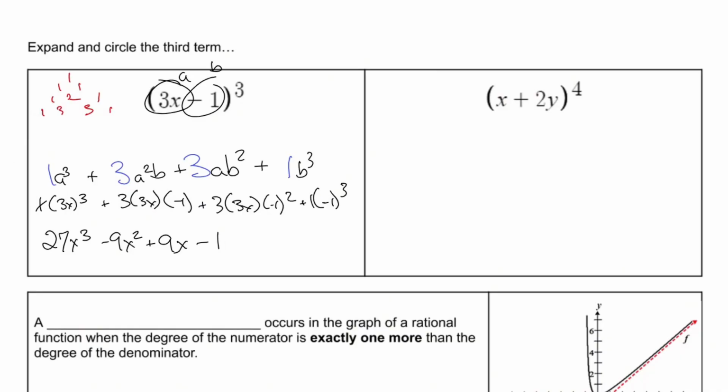One more time. We've got 1, 1, 1, 1, 2, 1, 1, 3, 3, 1, 1, 4, 6, 4, 1, and that's the row we care about. 1, 4, 6, 4, 1. Degree of 4, work your way from the left. A to the fourth, a to the third, a squared, a. Go from the right, b to the fourth, b to the third, b squared, b, plus signs in between.